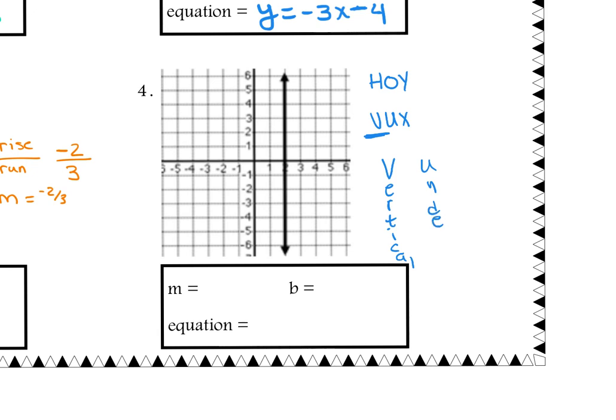undefined, and x equals. All right, so that tells me right there that my equation has to be in x equals form. So I'm going to go ahead and write that, x equals. This middle part tells me my slope is undefined, so I can go ahead and write U-N-D.